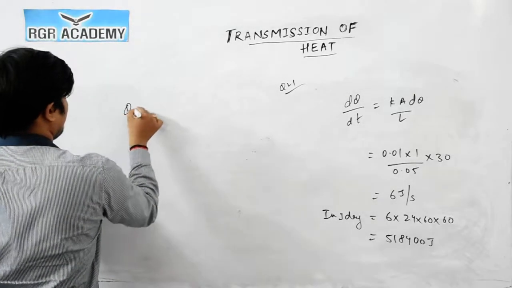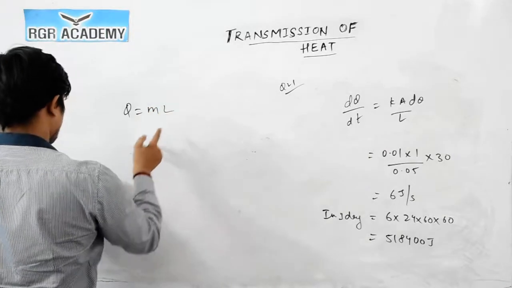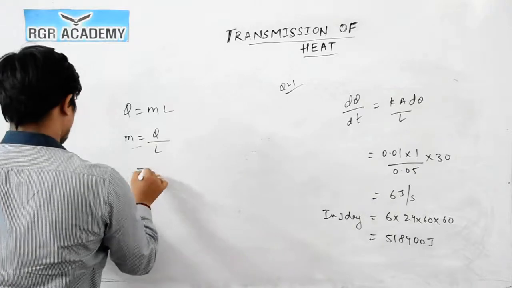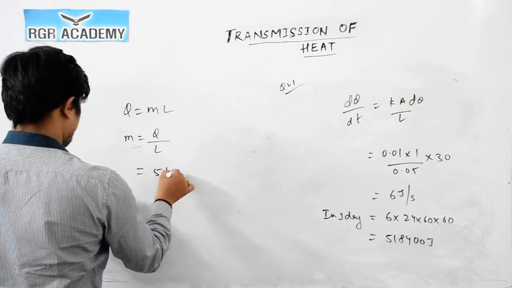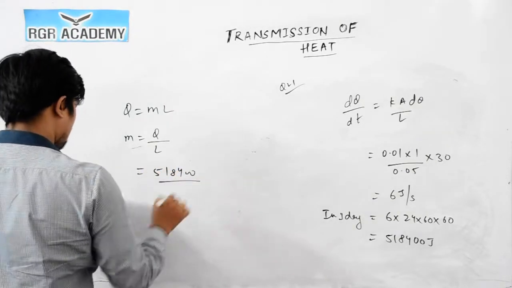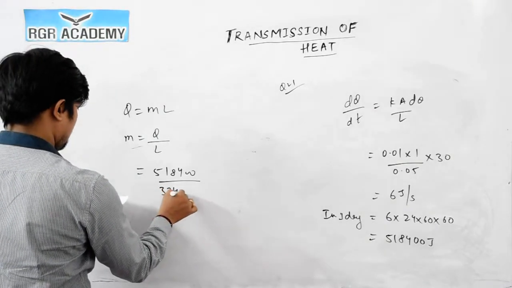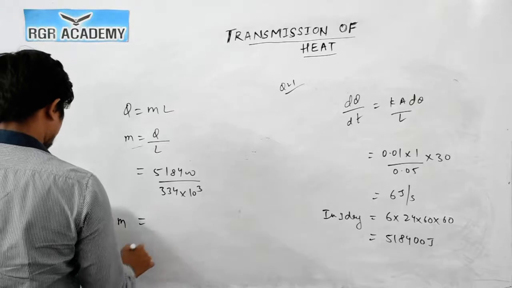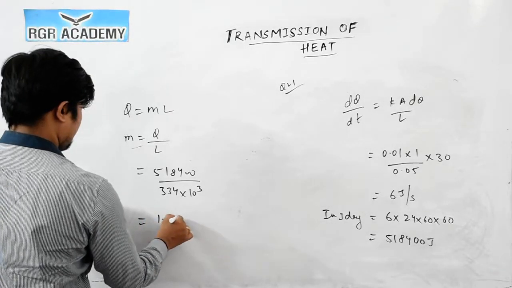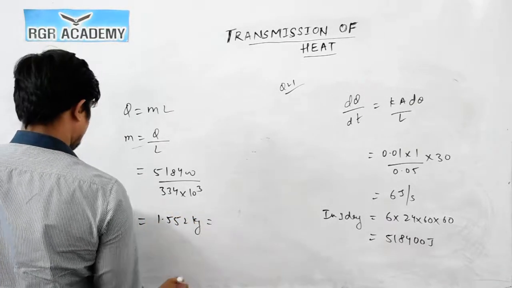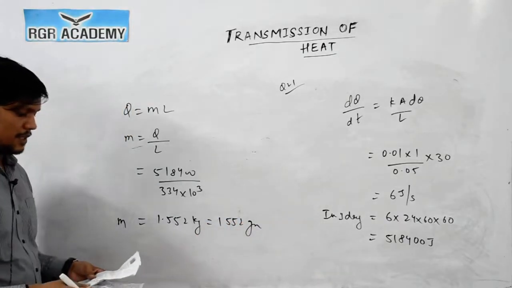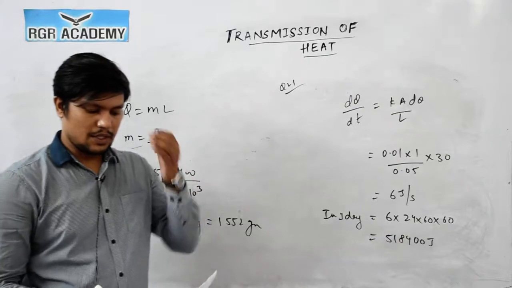Now we have to solve this. We know that Q is equal to M into L, where L is the latent heat. So M we can write as Q by L. So Q is 518400 and latent heat is already given, that is 334 into 10 to the power 3. If you solve this, the value of M will be 1.552 kg, that will be equal to 1552 grams. Okay, so option number 1 will match for question number 21.